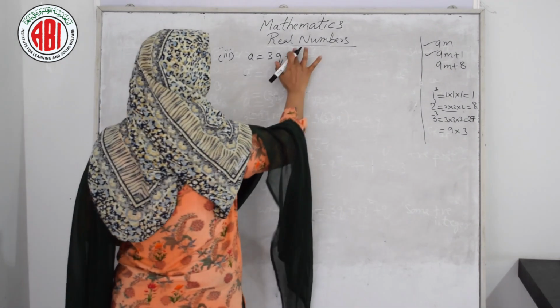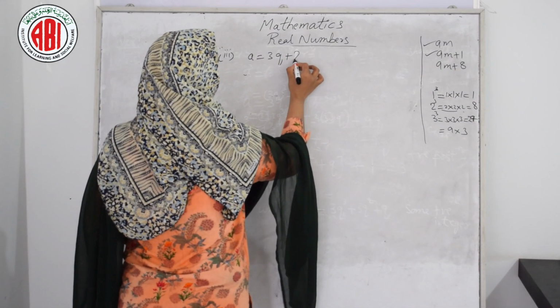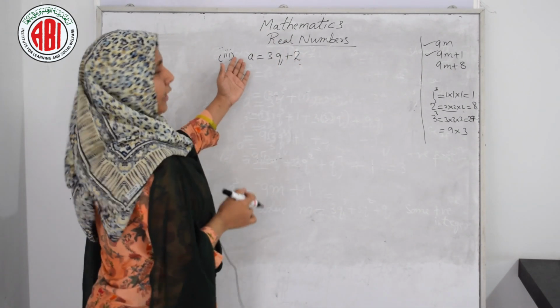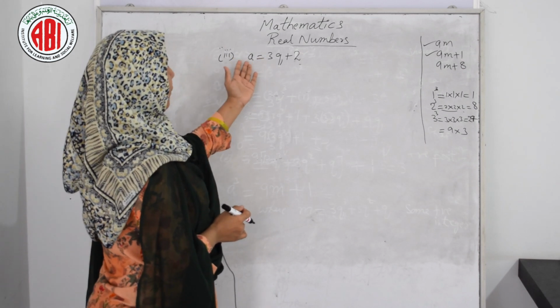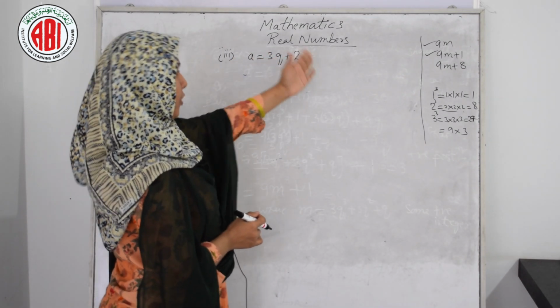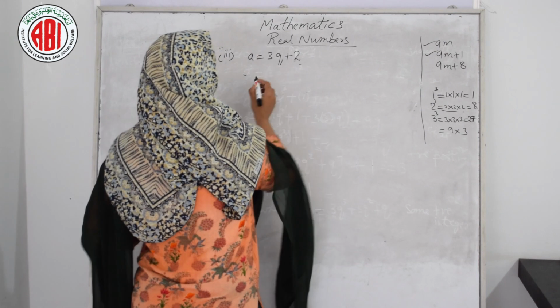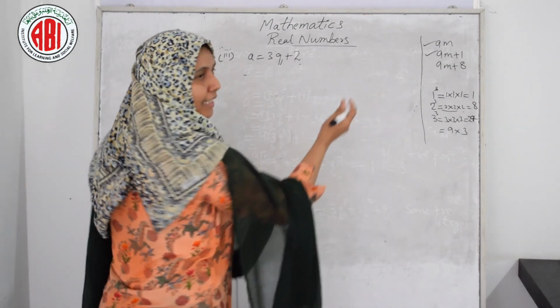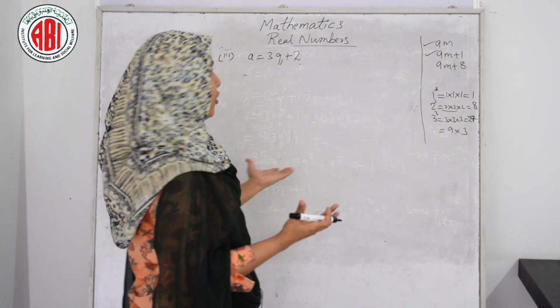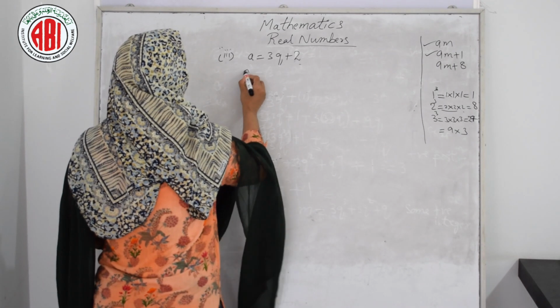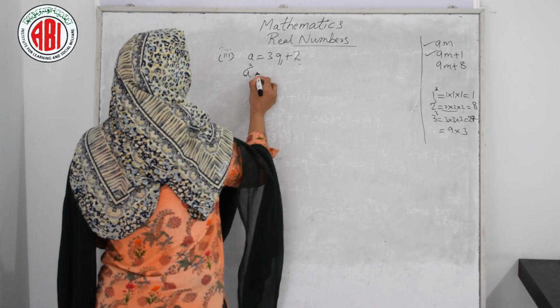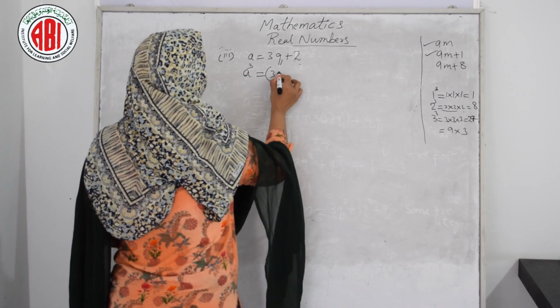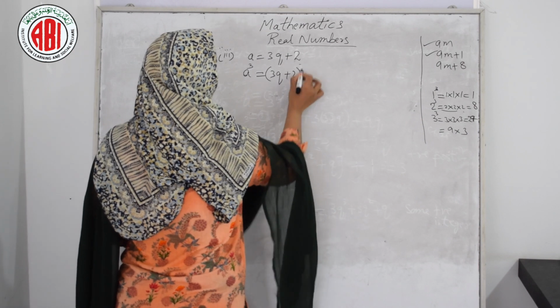Remainder 2 means we are taking remainder 2. A is a positive integer, it is in the form a equals 3q plus 2. Then because we have to prove the cube, again same thing, we apply cube on both sides. So here we will write a cube equals (3q plus 2) whole cube.